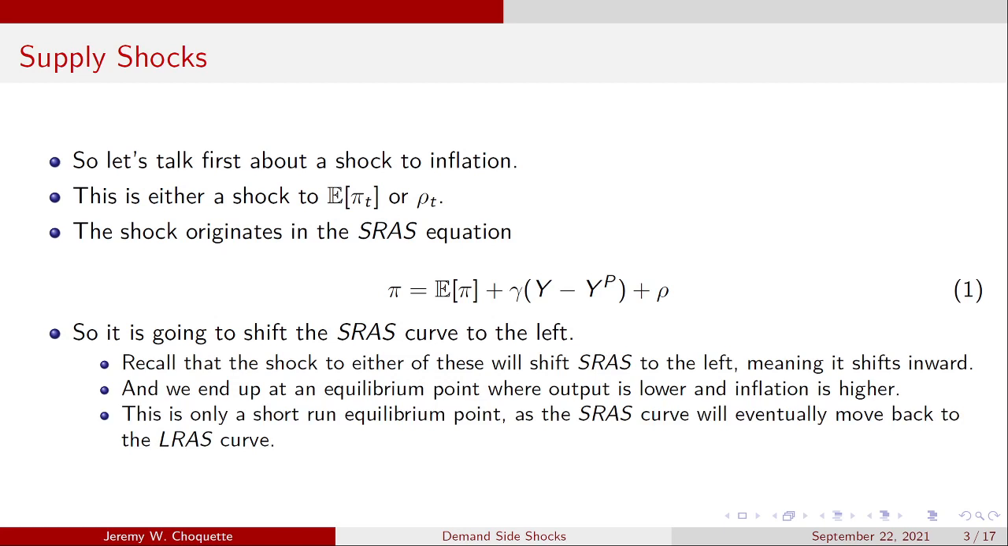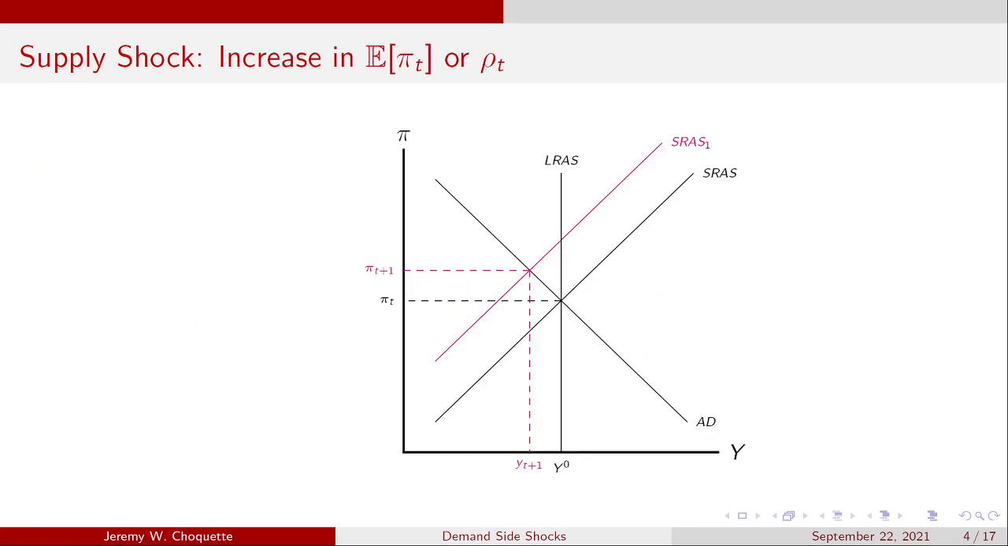Now, this is only a short-run equilibrium point, and it's obvious because it's only shifting short-run aggregate supply. It's not actually affecting any of the fundamentals that are going to be driving long-run aggregate supply. Long-run aggregate supply isn't moving, therefore this is going to be a temporary shock, or as we have heard from our illustrious Federal Reserve, it will be transitory. So the short-run aggregate supply curve eventually moves back to the long-run aggregate supply curve.